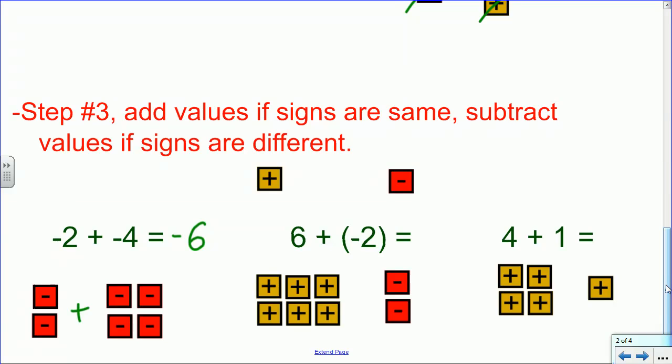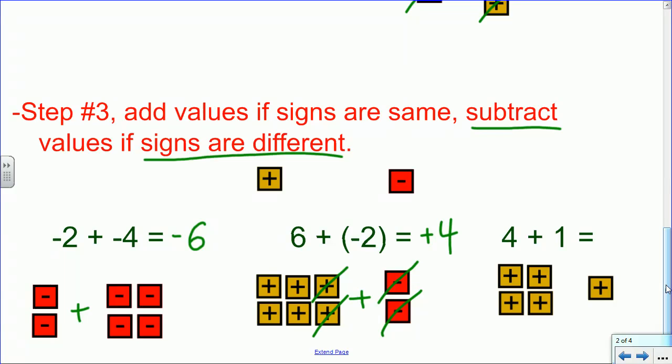The second example is when the signs are different. So this note says we're going to subtract if the signs are different. So we have 6 positives plus negative 2 and 2 negatives. Now we know that the sign of our answer is going to be positive because we have more positives than negatives. And we're going to cancel out the 0 pairs. And we'll have 4 positives left.